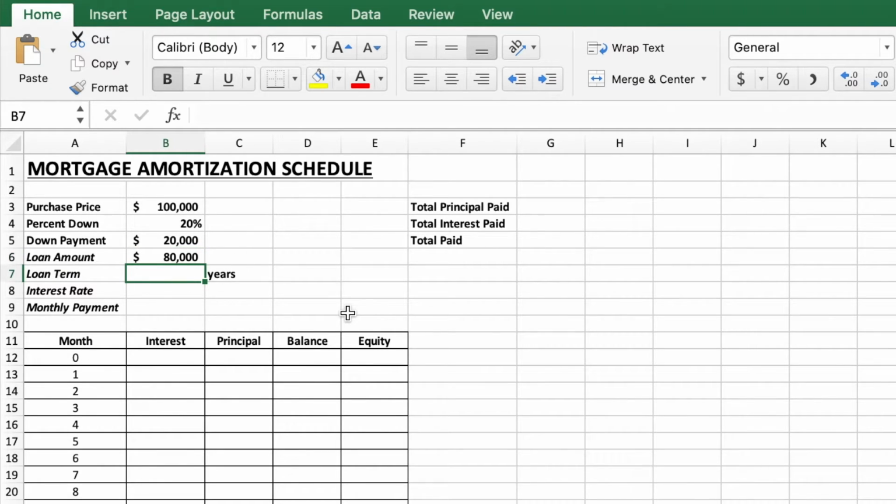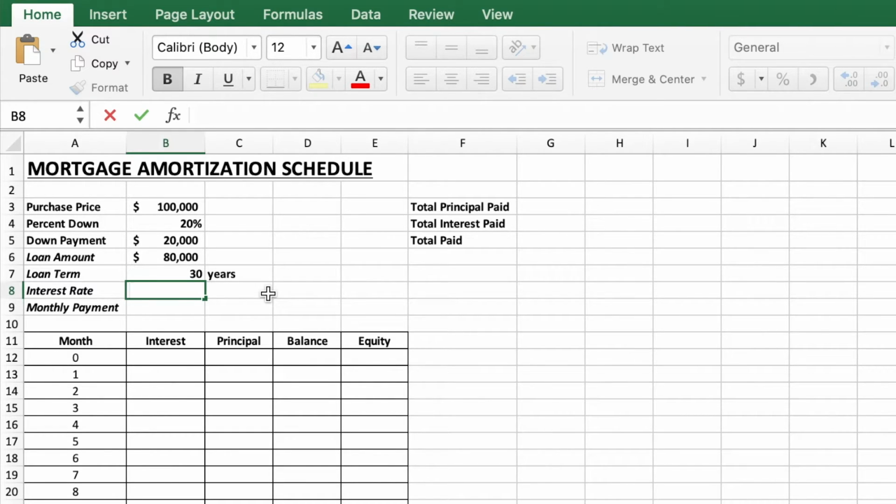Now the loan terms, this is something that you can choose. You might do 15, you might do 10. The most common is 30, so I'm going to say 30 years. Again, that's something that you can change for yourself. And then the interest rate is something that will depend on your financial institution and your credit score, among some other factors. So I'm just going to say 3.5% for now.